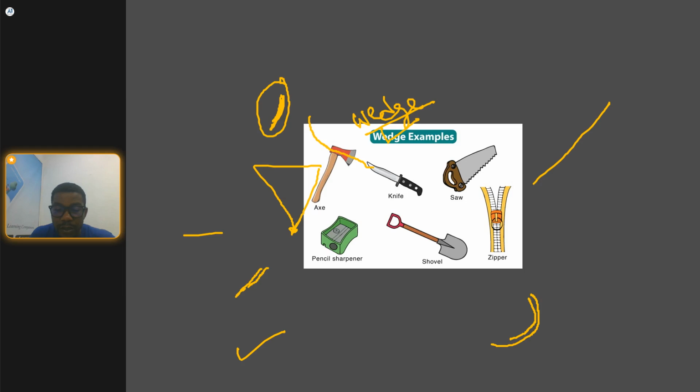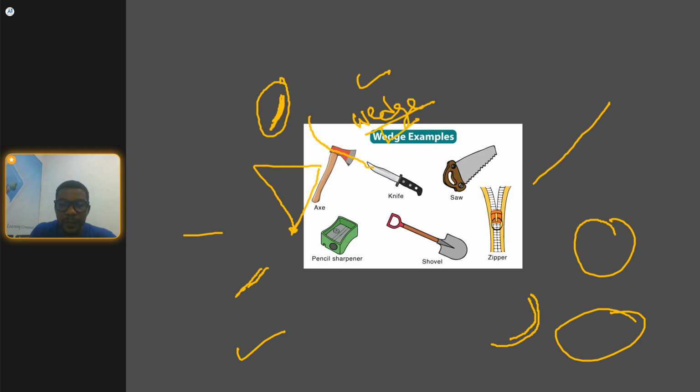And also the zipper. The clothes we wear have the zip. So the zipper, this is the zipper, also has the structure of what? A wedge. So all these are examples of what? Wedge. So these are the examples you can relate with within our environment.